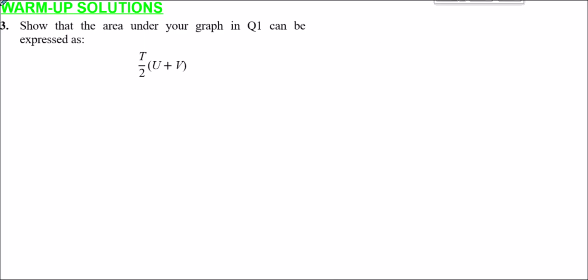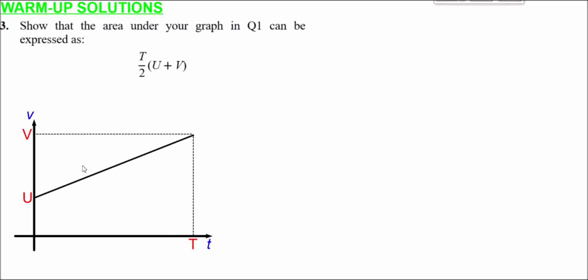Question 3, show that the area under the graph from question 1 can be expressed as T over 2 brackets U plus V. And so let's just remind ourselves of the graph from question 1, which is here. And so we need to work out the area under this graph. And so what we're wanting to work out here is the particular area under here, which I'm going to shade in this lovely yellow colour. Well, I think it's lovely. If you don't agree, then that's fine.